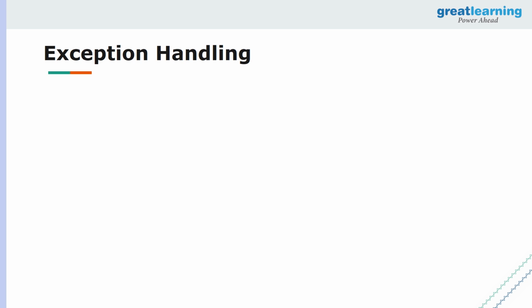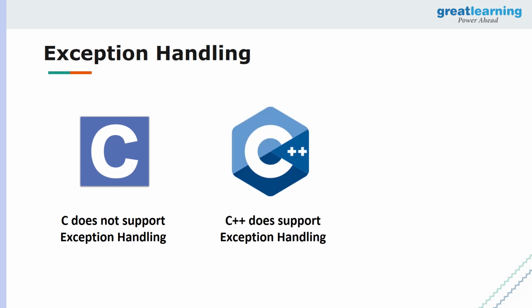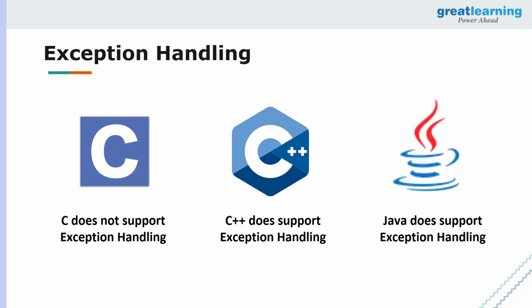Let's go to the next one, which is exception handling. Exception handling deals with unwanted situations or risks that happen, and how you can handle them in these programming languages. C does not support exception handling, and that is one of the drawbacks of the C language. C++ does support exception handling, and exception handling is used heavily in Java. So Java also supports exception handling.